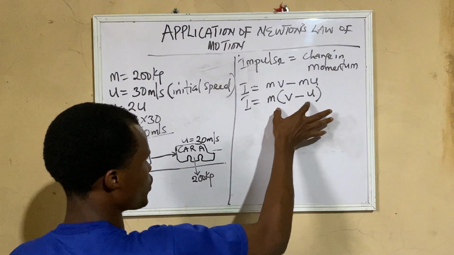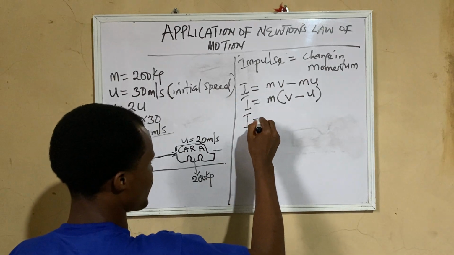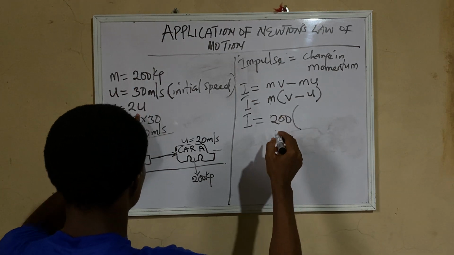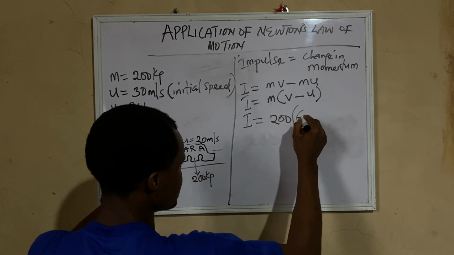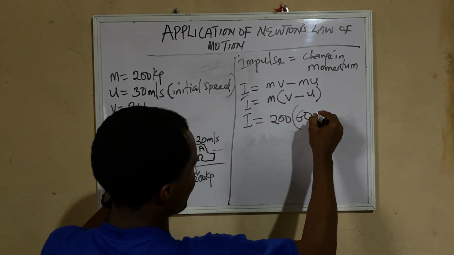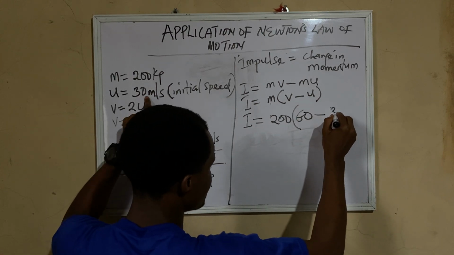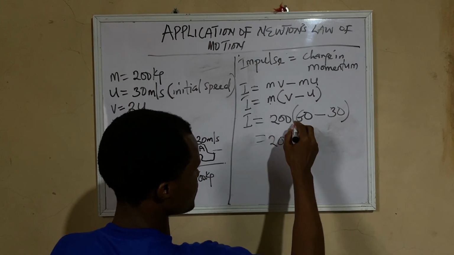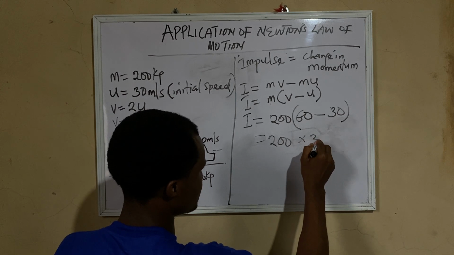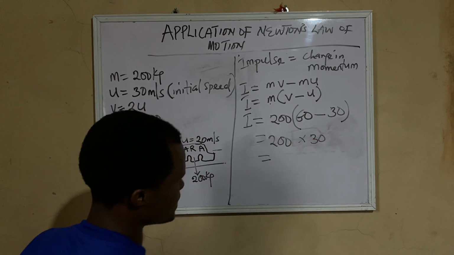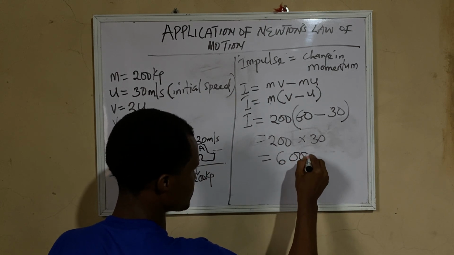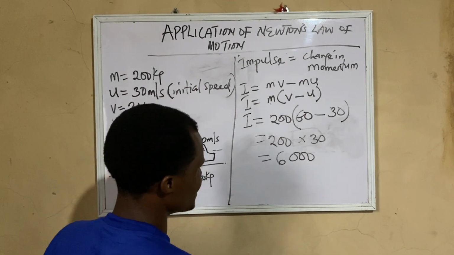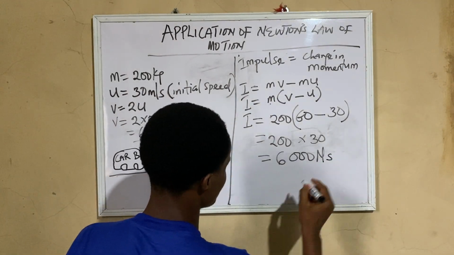So now back to our question, to find the impulse. So our impulse is what? Our M is 200 kilograms. Our V that we've gotten here is 60, which is twice, and our U is 30. So we have 200 times 60 minus 30, which is 30. And 200 times 30 will give us 6,000. 2 times 3 is 6, you add the remaining zeros to it.